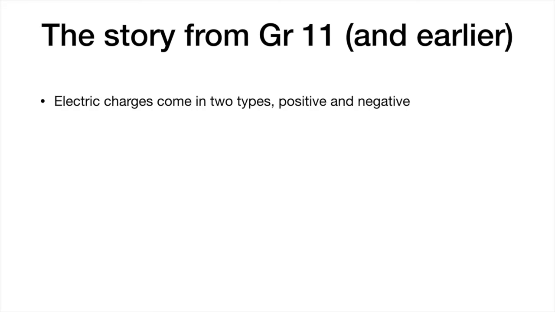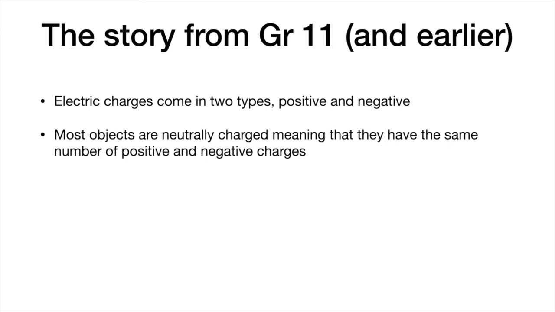Okay, so in this lesson we're going to talk about electric forces and electric fields. If you remember back to grade 11, we have talked about electric forces before, and before that we even talked about what it means for something to be electrically charged. Electric charges come in two varieties, positive and negative. A negative charge is the charge on an electron, for example, and a positive charge is the charge on a proton, for example.